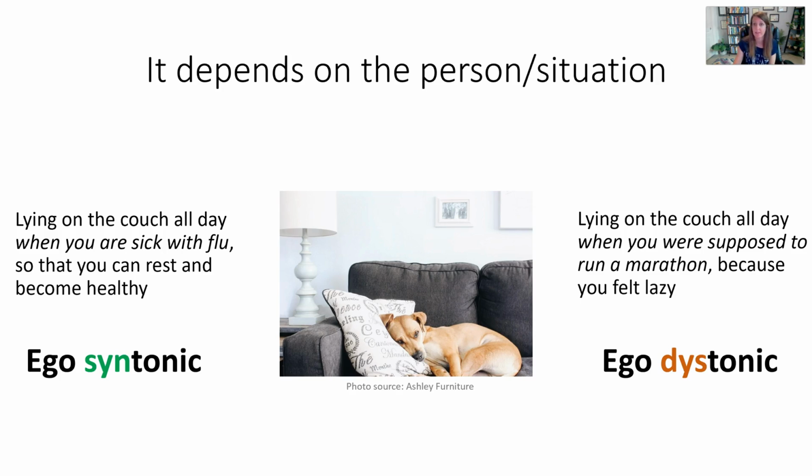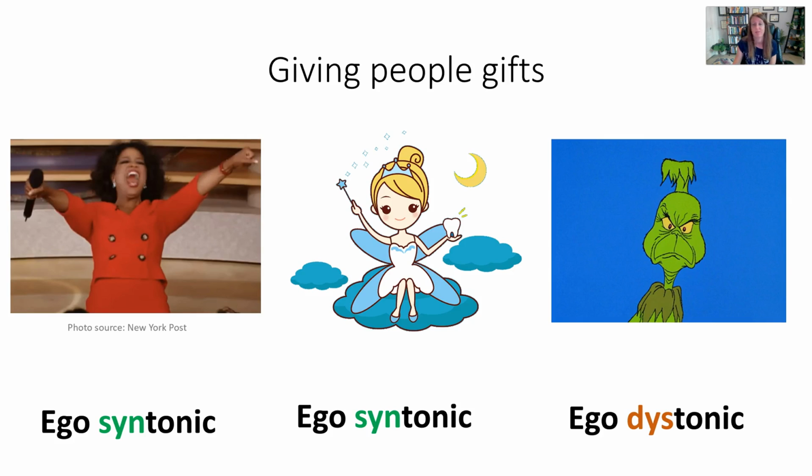Want to emphasize again that it depends on the person or the situation. So the behavior of lying on the couch all day, if you are sick with flu, so that you can rest and become healthy because you value your health and relaxation, that seems like a perfectly good syntonic behavior. But if you're a marathon runner and you just felt lazy and were out partying too late the night before and you ended up just hanging out on the couch all day and missed your marathon, that would be more described as ego dystonic. There would probably be some guilt or a desire to address that, maybe in a therapeutic setting with behavior change or whatnot. Giving people gifts as the behavior, right? That would be egosyntonic for Oprah or the Tooth Fairy, but not for the Grinch.